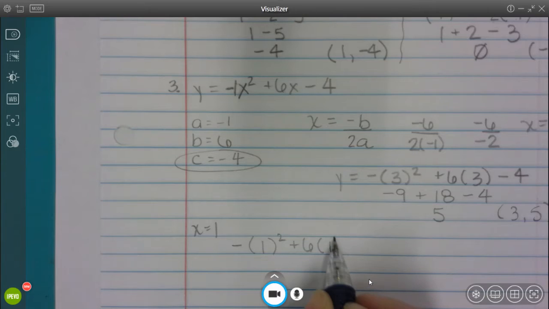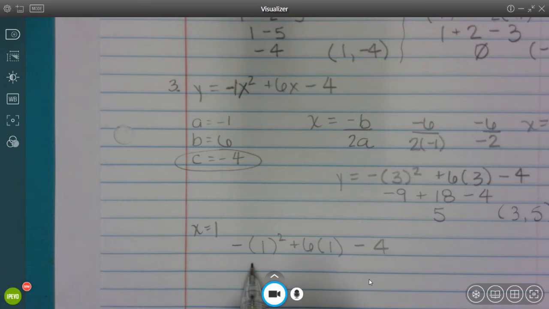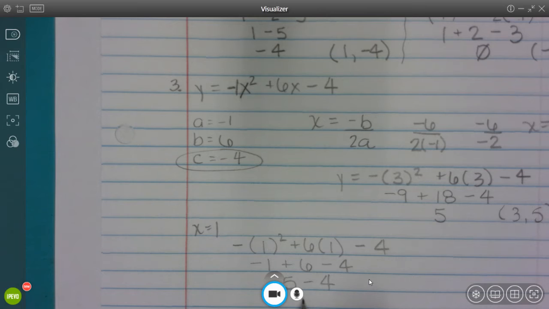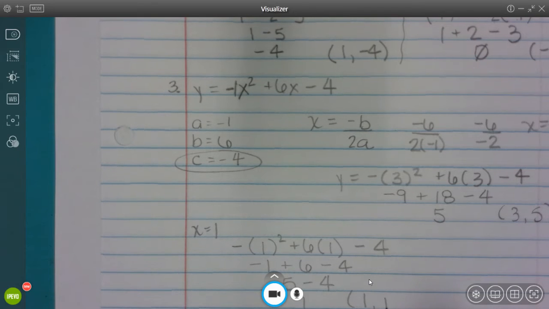Someday my camera will unfreeze. So this will be -1 plus 6 minus 4. So really that's like saying 5 minus 4, which would be 1. So that point would be 1, 1.